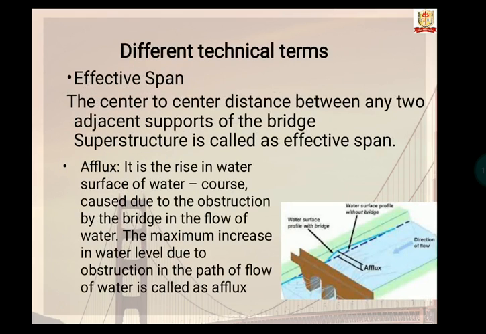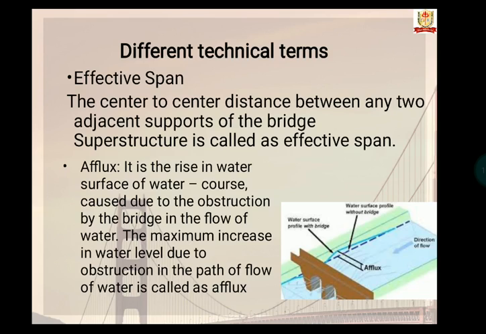Different technical terms used in a bridge. Effective span. The center to center distance between any two adjacent supports of the bridge superstructure is called the effective span. Afflux. It is the rise in the water surface of a watercourse caused due to the obstruction by the bridge in the flow of water.